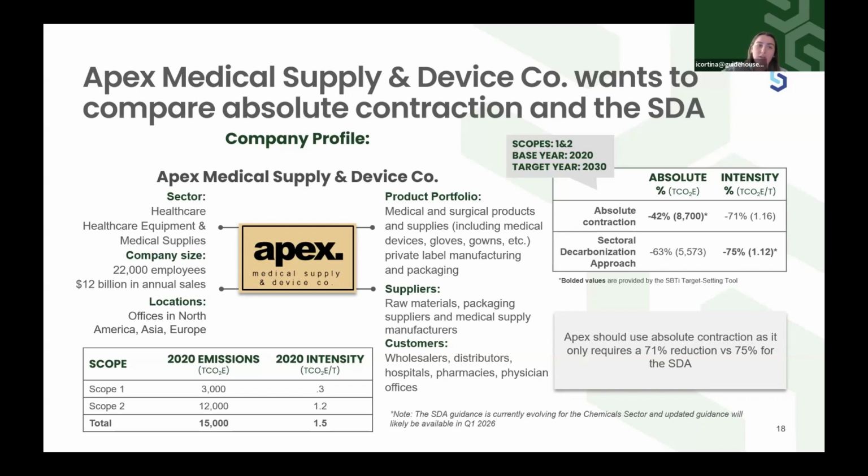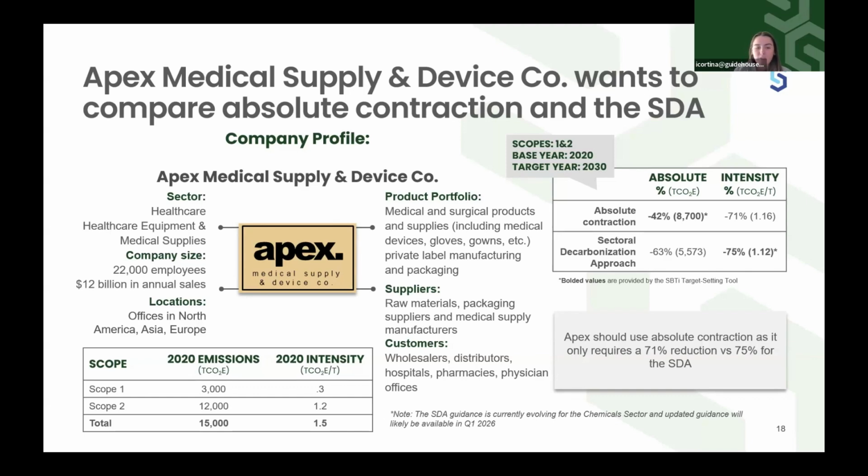Their suppliers are primarily raw materials packaging suppliers and medical manufacturing suppliers, and their customers are wholesale distributors, hospitals, pharmacies, and physicians' offices. You can see their scope 1 and 2 emissions breakdown from their base year of 2020 with 3,000 tons of CO2 equivalent in scope 1 and 12,000 in scope 2. Because they are considering this SDA approach for sectoral decarbonization, they've also looked at their 2020 emissions intensity, which is 0.3 for scope 1, 1.2 for scope 2, which nets out to 1.5 across scopes 1 and 2.